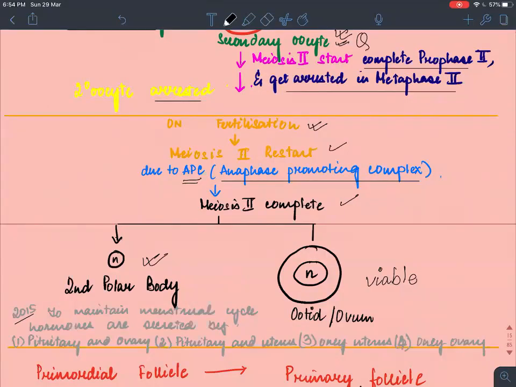And with this we have come to the end of the topic oogenesis, and in our next video we are going to continue with a very important topic of how follicular development occurs in the female reproductive system.